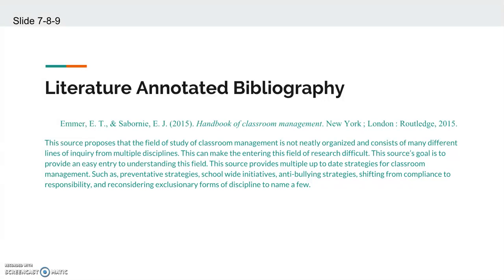It provides multiple up-to-date strategies for classroom management, such as preventative strategies, school-wide initiatives, anti-bullying strategies, and shifting from compliance to responsibility-based learning. It also reconsiders expulsionary forms of discipline, to name a few. I know that from my experiences, expulsionary forms of discipline, such as having students leave the classroom, go into the hall, go into another room, or being held back, are quite common. But I wanted to see if there's a more effective way of doing it, as I don't find that it was very effective for me.